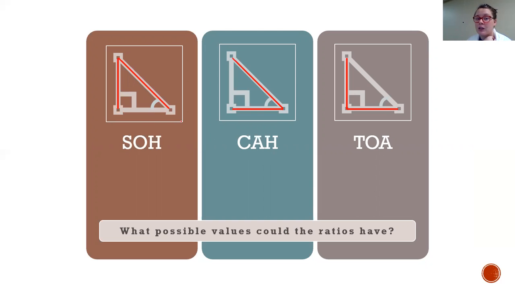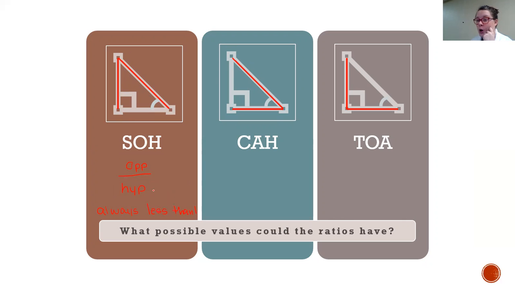Well, if we look at this particular triangle, the sine ratio is always the opposite side divided by the hypotenuse. Now, what do you know about the hypotenuse? It's always the longest side. So if the hypotenuse is always bigger than the opposite side, this ratio will always be less than 1.